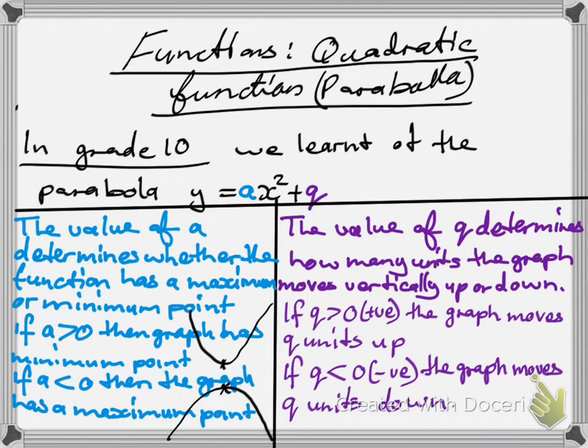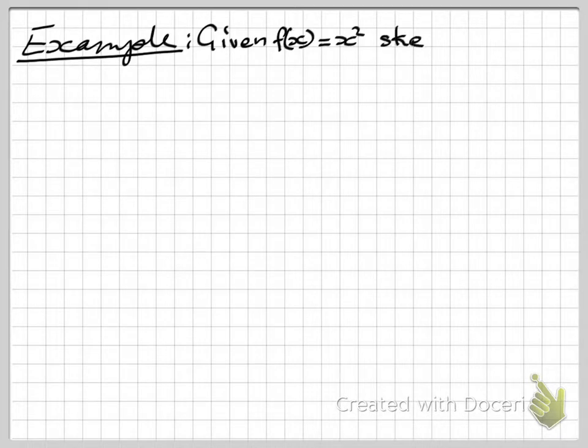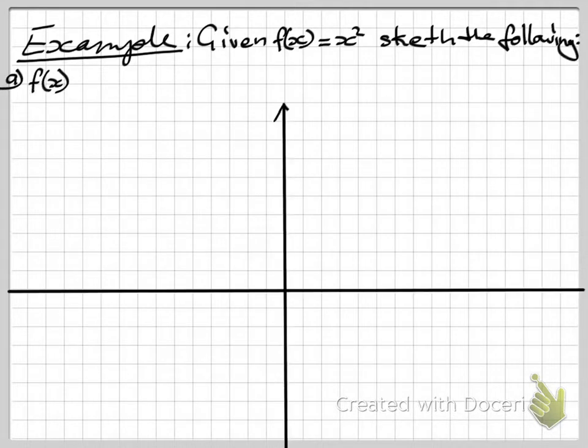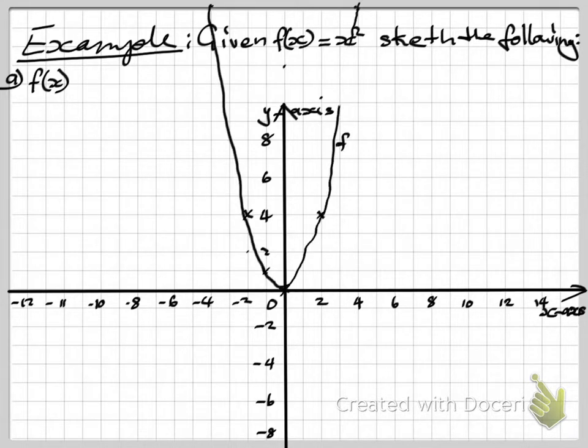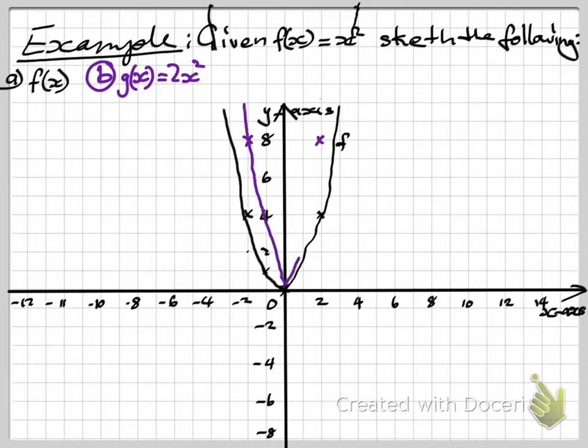Let's just look at an illustration of these parameters. Example, let's say given the function f of x equals x squared, we are going to sketch different graphs to investigate or show the effects of a and q on the graph. So we draw our Cartesian plane with our x-axis and our y-axis. We start with the graph f of x, which is the parent graph. And then we draw another graph which we call g of x.